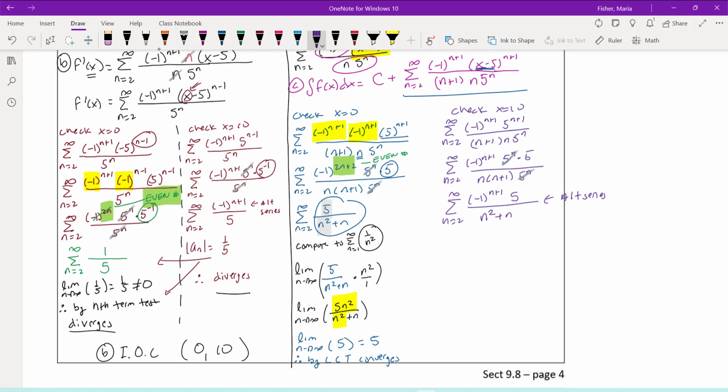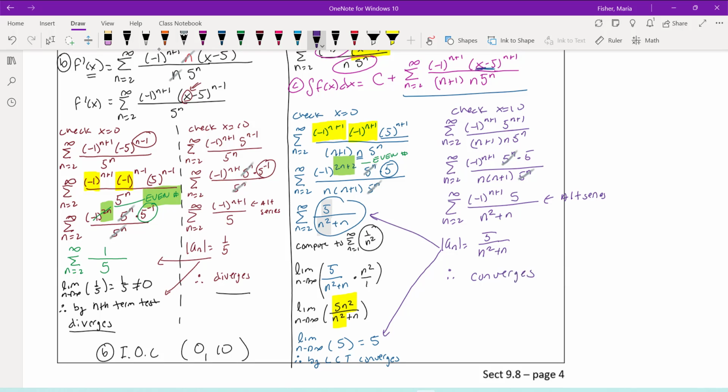Since it's an alternating series, I can use that alternating series test. First, I take the absolute value of the series, and the absolute value of a sub n is just going to be 5 over n squared plus n. But wait a second, I don't even need to do the alternating series test on here. Why? Because I already know what happens to this series. What happens to it? It converges by the limit comparison test. We just did the test for it on the left. Don't do the test again because you've already done it. We know that this series is going to converge.